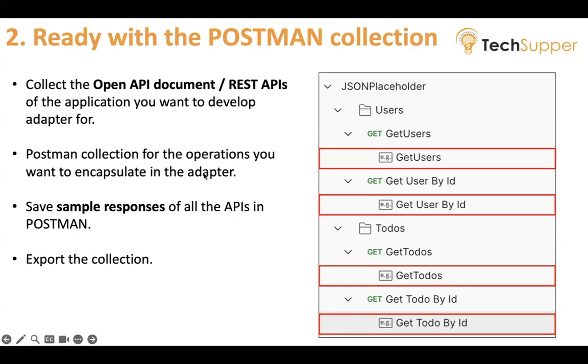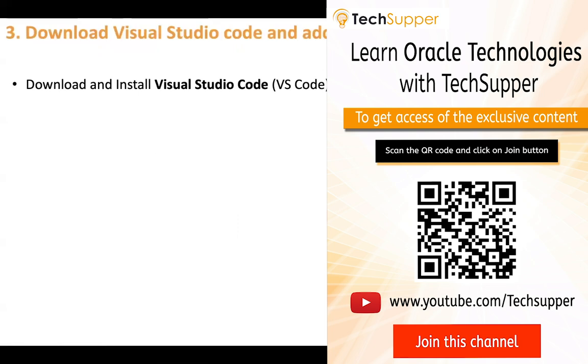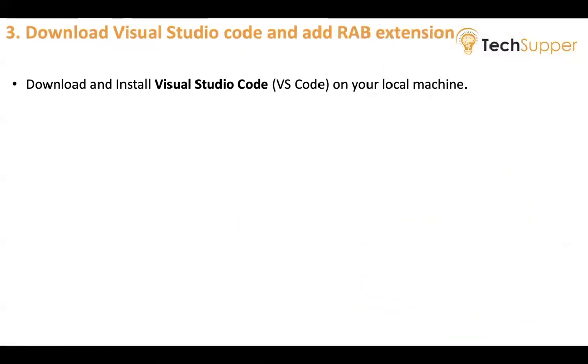Then you have to download and install Visual Studio Code on your local machine from where you want to publish the adapter to your OIC. You can simply search on Google and download Visual Studio Code. I hope every developer is well versed about it. If not, you can simply search what is Visual Studio Code. You can understand this as an integrated development environment using which you can write many types of code.